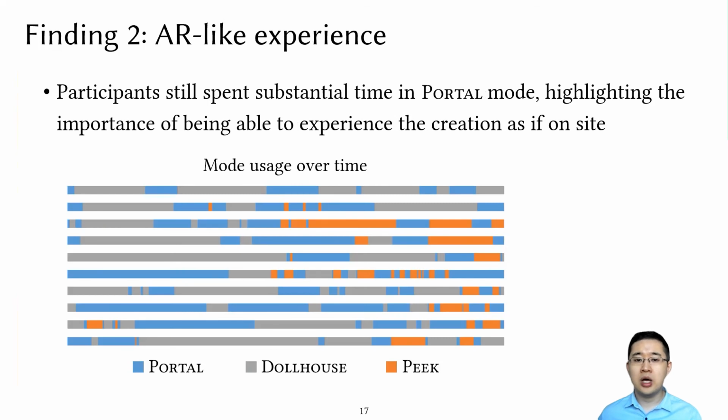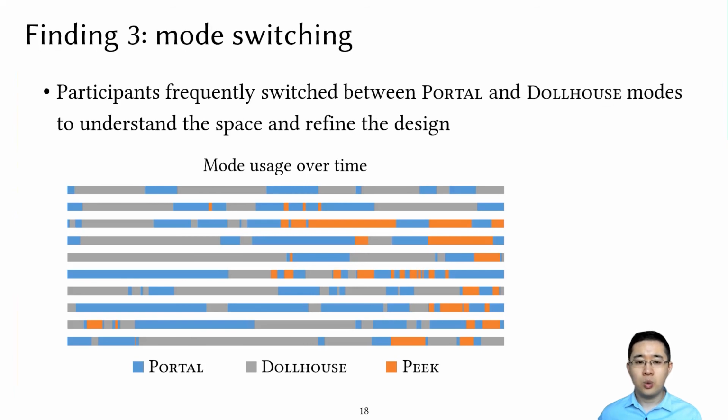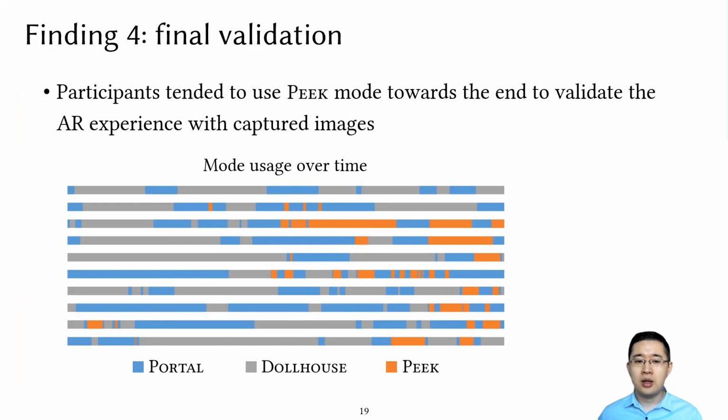For each participant, we visualized mode usage over time for the improved system. They still spent substantial time in portal mode, highlighting the importance of being able to experience the creation as if on-site. We found that participants frequently switched between portal and dollhouse modes to understand the space and refine the design. They also tended to use peek mode towards the end to validate the AR experience with captured images.